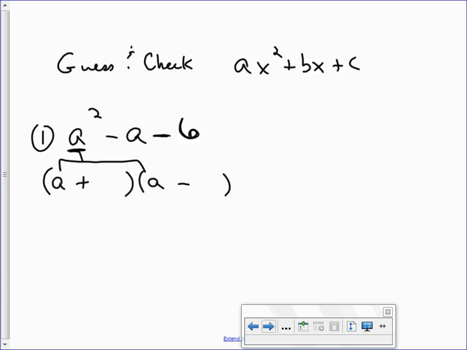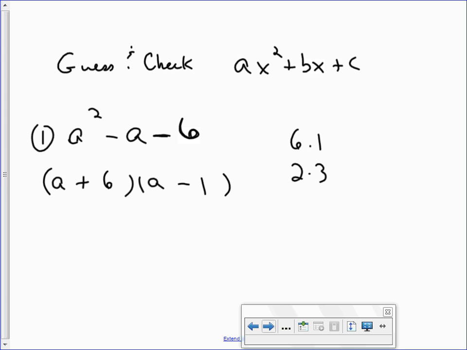When I teach this in first Algebra 1, I tell them to make a list over here of ways to get 6. So 6 times 1 or 2 times 3. Those are my only two choices. Those are my two possibilities, and that's my guess part. I'm going to pick one and I'm going to guess it. So I put in my a's. Let's say I guess the 6 and the 1. There's the guess part.